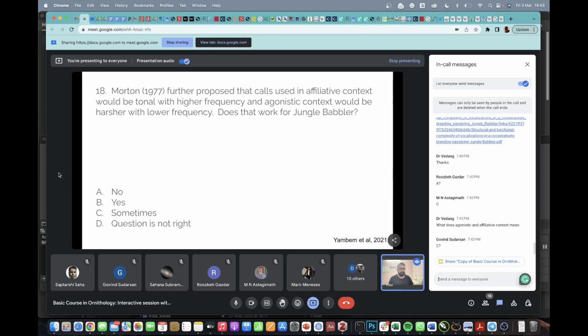Oh, so Vedang is asking, what does agonistic and affiliative context mean? Agonistic is basically a context where two parties are working against each other. Like they don't see eye to eye. And affiliative is basically they're working together. So agonistic is basically the other party is seen as an enemy, and affiliative is the other party is seen as a friend, an ally.